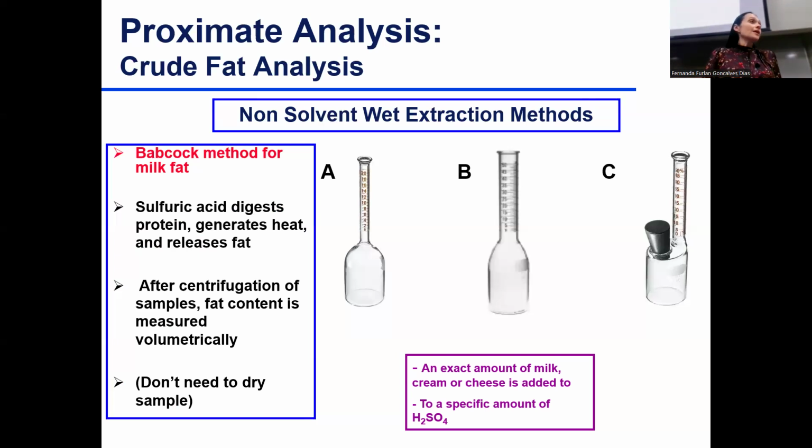Advantage here: no need to dry. It's pretty specific for dairy, but it works kind of well. It only needs the one reagent, sulfuric acid. There is no need for solvent. And an exact amount of milk, cream, or cheese is added, and they will have a specific amount of sulfuric acid. So it's a straightforward method too.